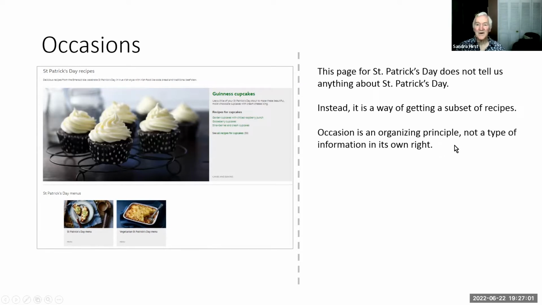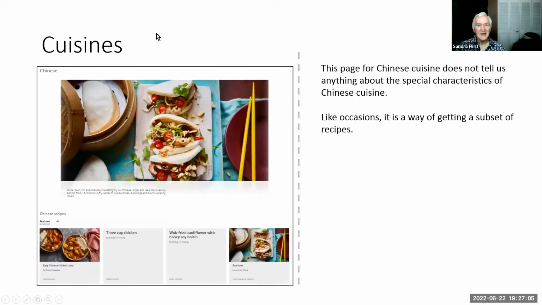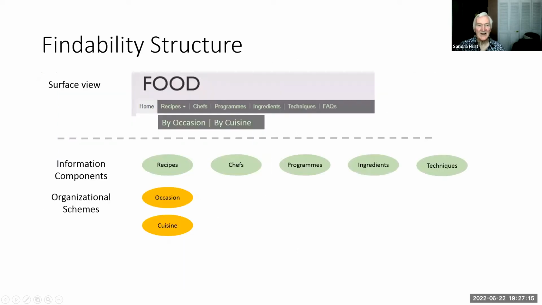It's not a type of information in its own right. Okay. Similarly with cuisines, it's full of recipes. It doesn't tell me anything about the special nature of Chinese cuisine. It's an organizing principle. And we can show it like this.